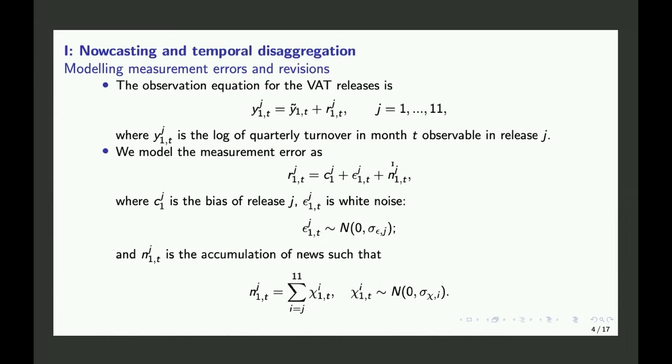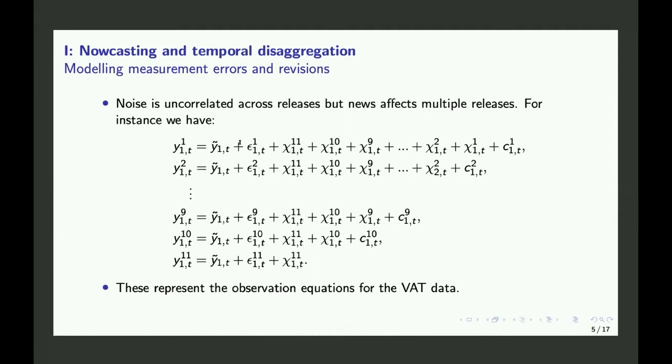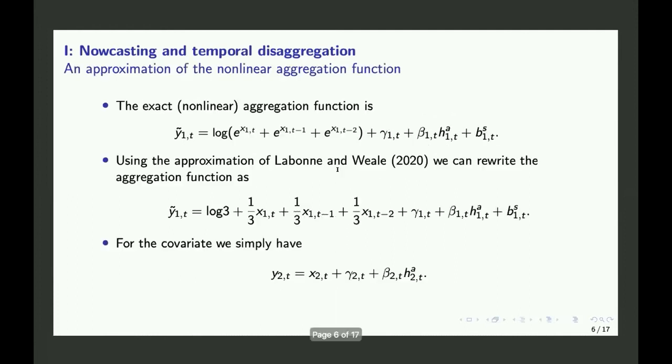For better representation here, the first equation is the equation for the most timely estimate of the VAT data. And the feature of the news here is that as the data gets more mature over time, the noise in the release decreases. So we get more precise estimates. So those are the observation equations for the VAT data.